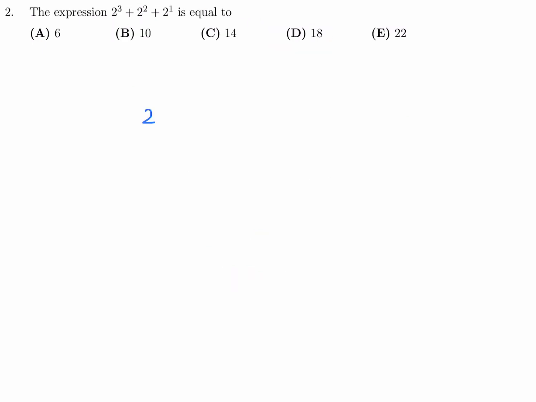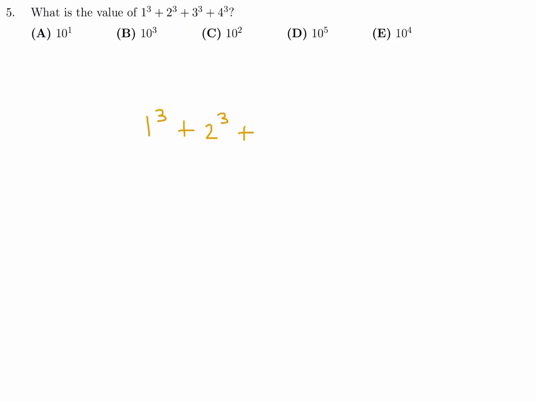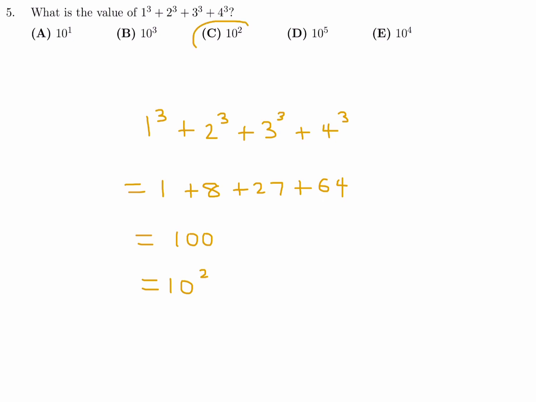The expression 2 to the power of 3 plus 2 to the power of 2 plus 2 to the power of 1. 2 to the power of 3 is 8, 2 squared is 4, and 2 to the power of 1 is just 2. And that means 8 plus 4, which is 12, plus 2, which is 14, is the answer to the question. Number 2, therefore, is C. The value of 1 to the power of 3 plus 2 to the power of 3 plus 3 to the power of 3 plus 4 to the power of 3 is, well, that's 1 plus 8 plus 27 plus 64. If you add up these four numbers, you get 100, and 100 is 10 squared. So number 5, the answer is C.